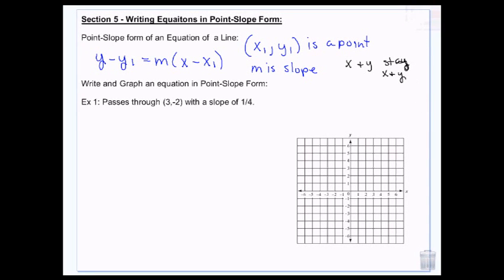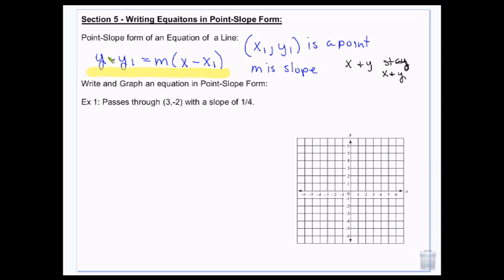So in addition to y equals mx plus b, that's the slope intercept form, this is the point slope form. We don't have the y-intercept here. And it is this equation, y minus y1 is equal to m times x minus x1, where x1, y1 is a point on the line somewhere.